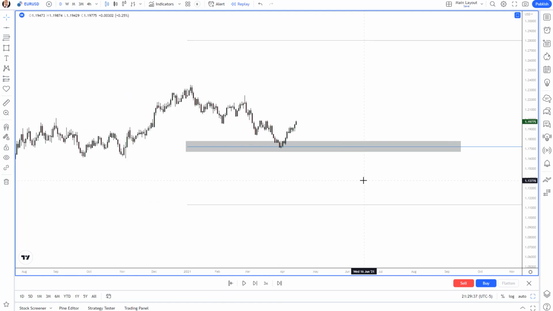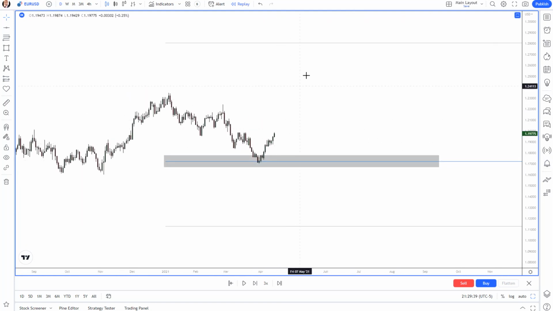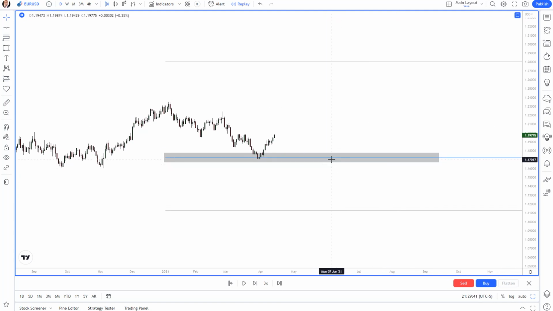So for a while, I tried to figure out why the market wasn't going exactly to these levels, and it also depends on how wide these levels are. In this case, you're talking about a 1,000 pip swing.